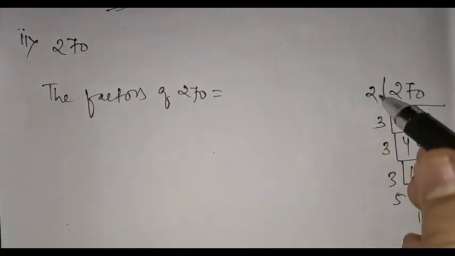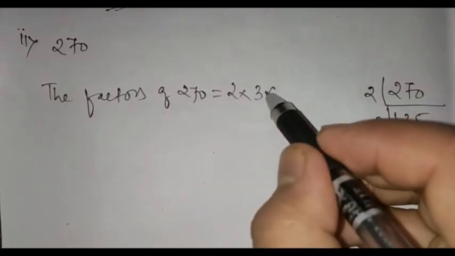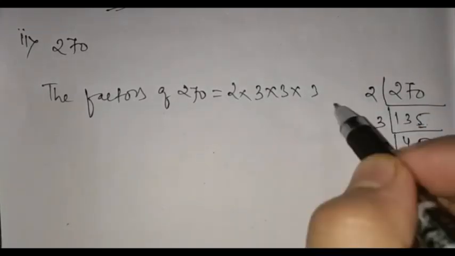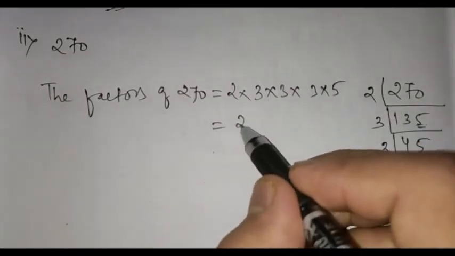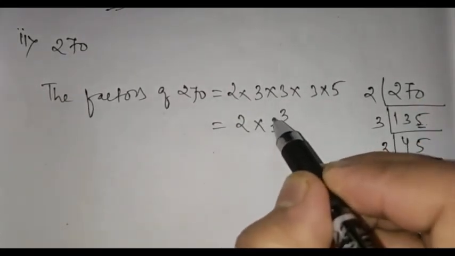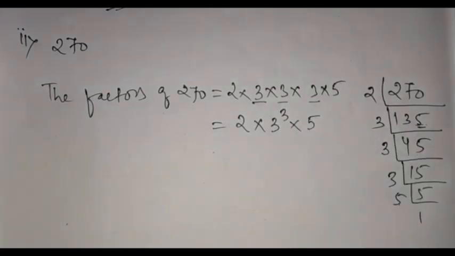Just write them. 2 first of all, then comes 3 times, and what is there? Into 5. Now you are going to write this in the exponential form, so it is 2 into 3 cube. Why 3 cube? Because 3 is 3 times, so 1 2 3, and the remaining one is 5.